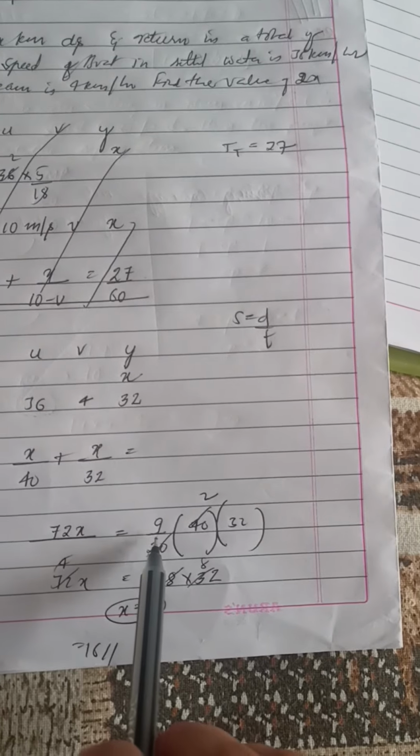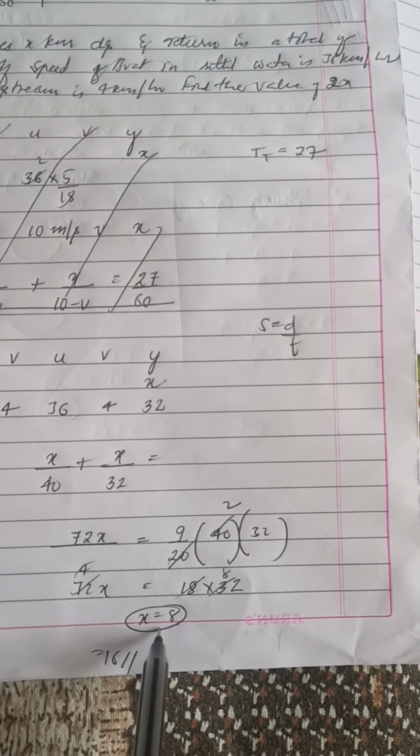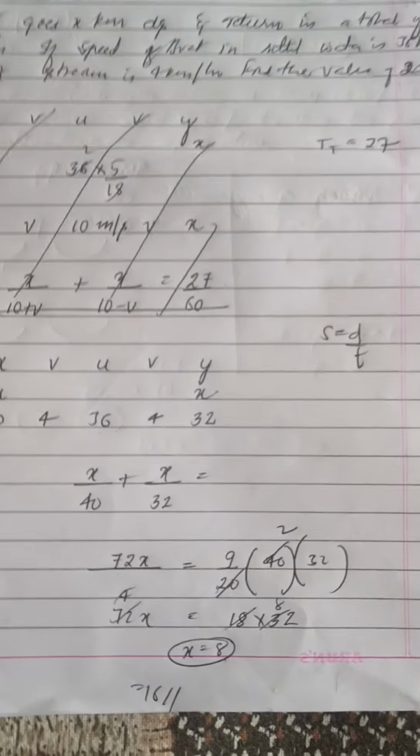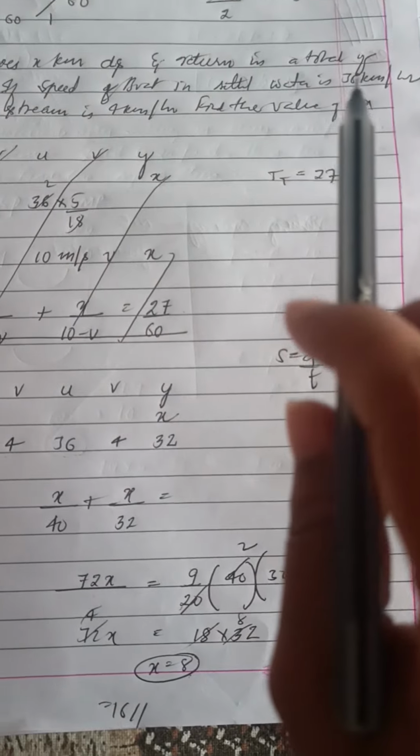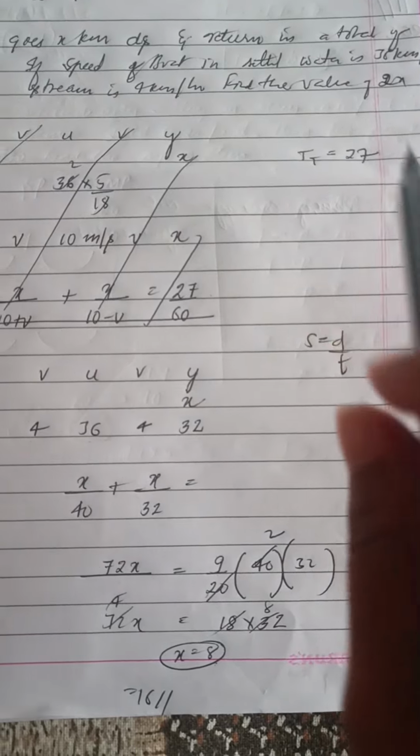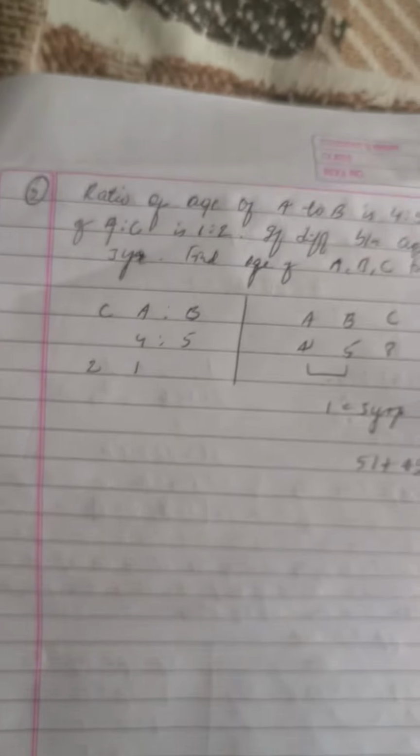So the answer will be x is equal to 8, and since in the question they have asked us to find the value of 2x, x into 2 will be 16. That is the answer.